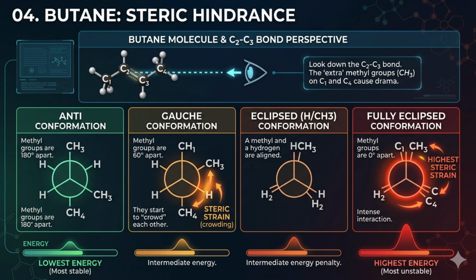As rotation continues, we reach the standard eclipsed conformation. Here, a large methyl group perfectly overlaps with a smaller hydrogen atom. This forced alignment creates an intermediate energy penalty. Finally, the rotation forces the 2 massive methyl groups directly over top of one another, 0 degrees apart. This is the fully eclipsed conformation.